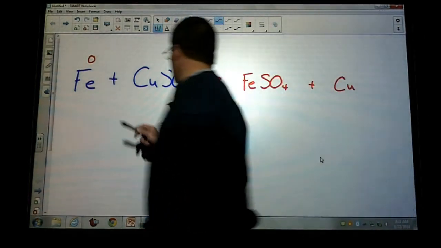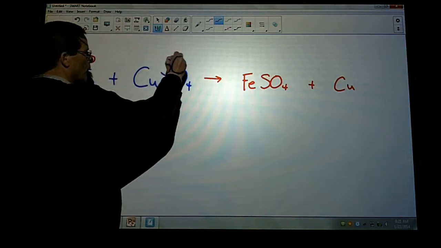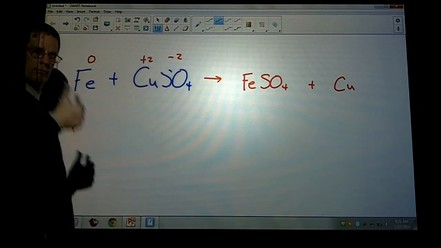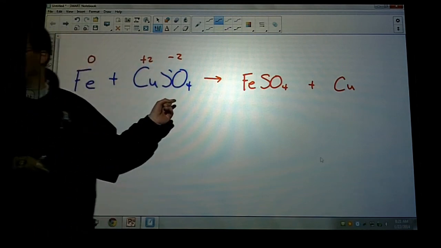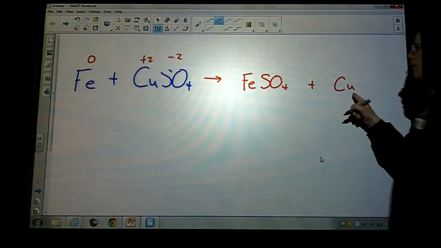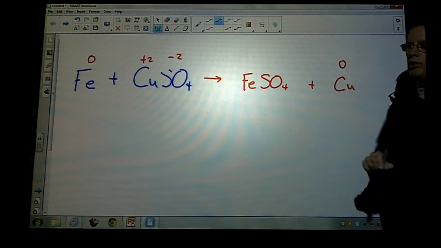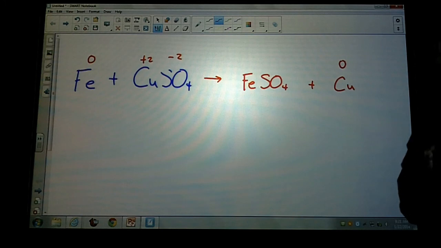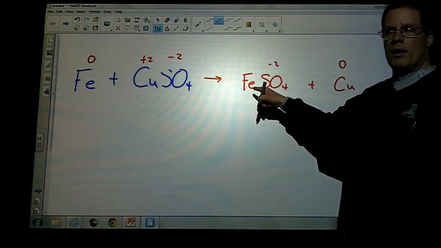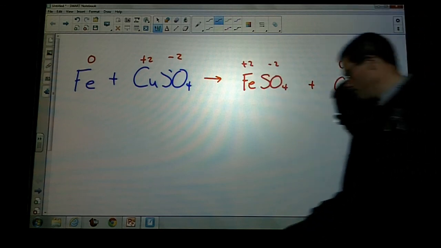All right, so let's come back over here. What's the sulfate's charge? -2. And copper has a +2. Okay, +2 because it's with somebody. All right. What's the charge on copper over here? 0. Very good. Should have no charge since it's all by itself. Okay. What's the charge on, well, we know sulfate's -2. So what's the charge on iron? +2. All right.